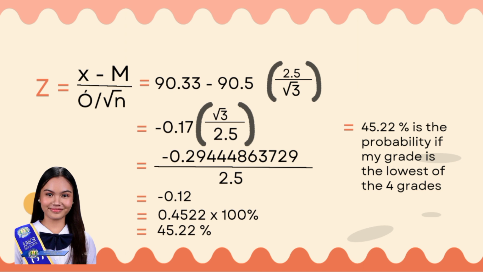So, negative 0.17 multiplied by the square root of 3 over 2.5. We will first multiply negative 0.17 with the square root of 3 and then divide the product with 2.5. We arrive at the answer of negative 0.12. We will locate it from the z table, and we found the value of 0.4522. We will then multiply it by 100%. So, we arrive at the answer of 45.22% as the probability that the grade is the lowest of the 4 grades.